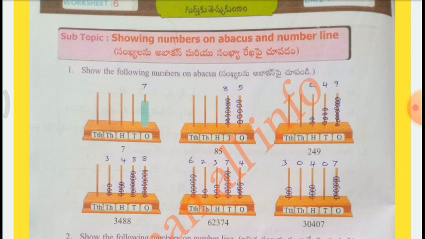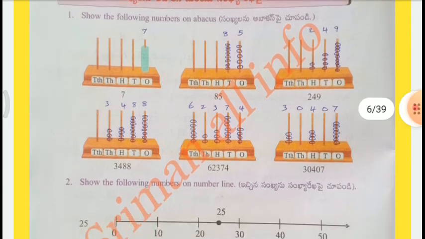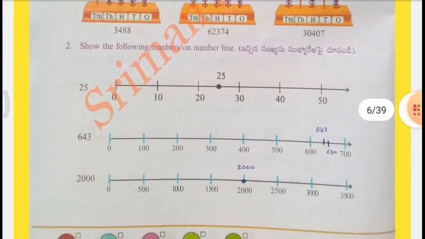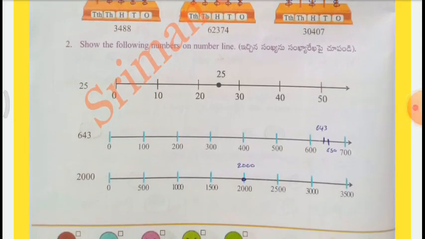Next, 3488. Next, 62374, 30407. Show the following numbers on the number line. 25 is between 20 and 30. 643 is between 600 and 700. 2000 is between 1500 and 2500.